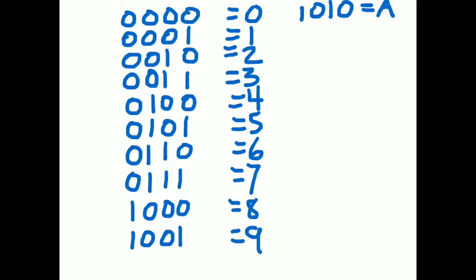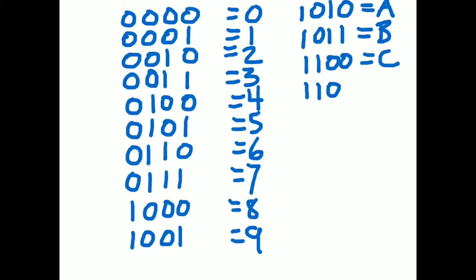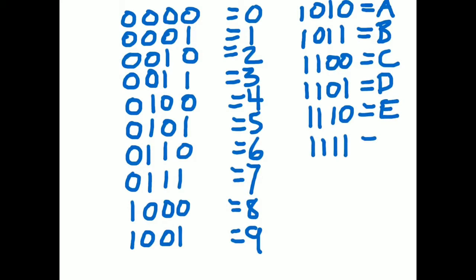So instead of 10 being 1, 0, we actually say that 10 is A, and then 11 is B, 12 is C, then of course we have D, E, and F. Now, it is very important that you memorize this table.